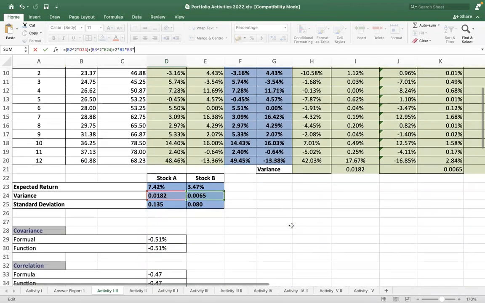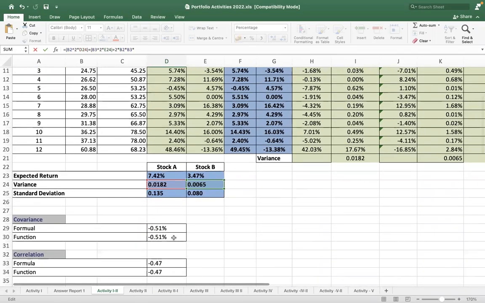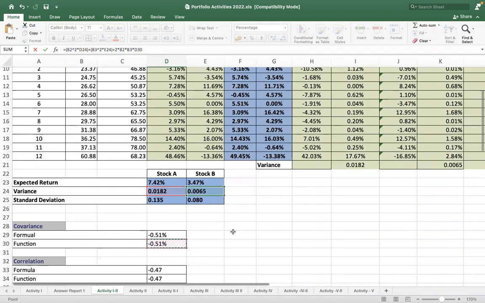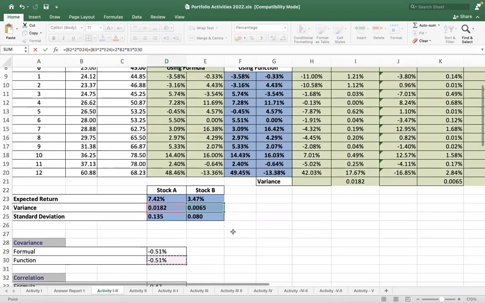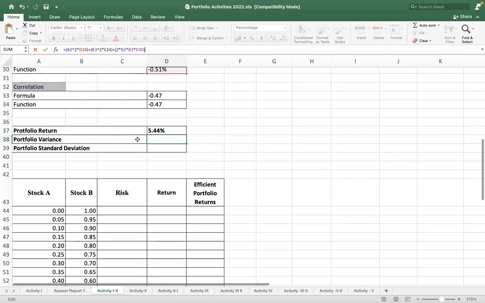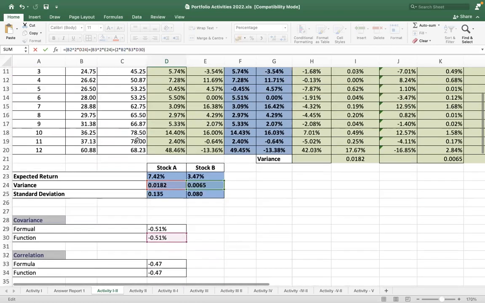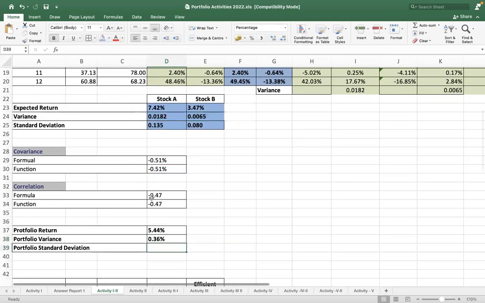We have already calculated covariance, that is this one, minus 0.51. Then again, please put in the back bracket, otherwise the calculations will go wrong. Then press enter.